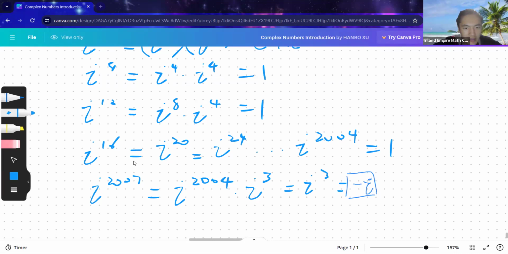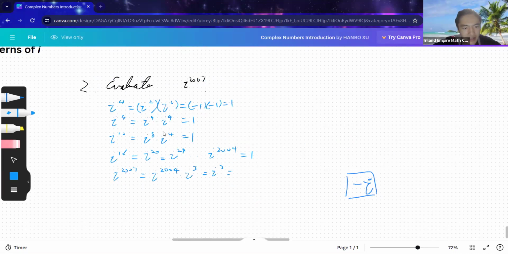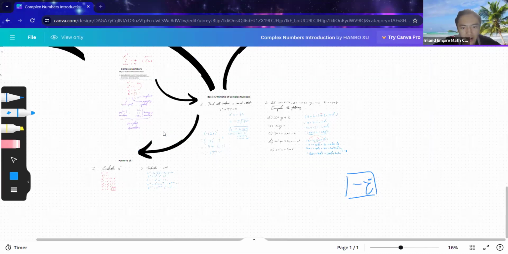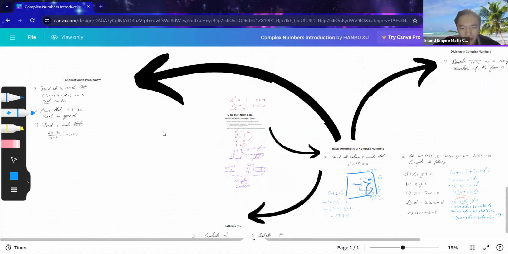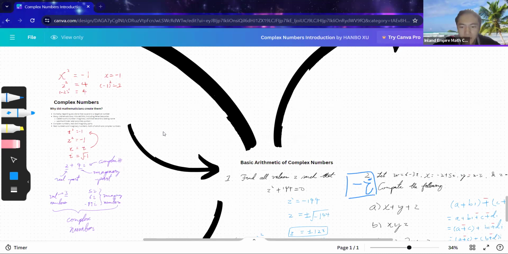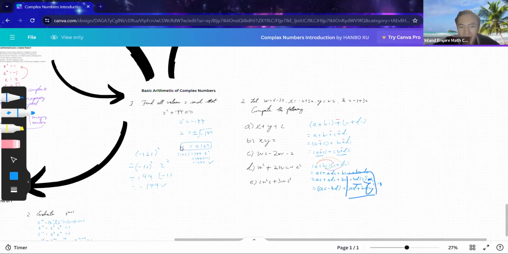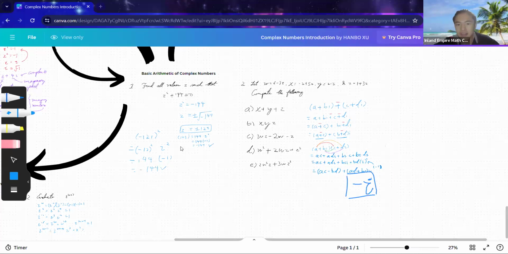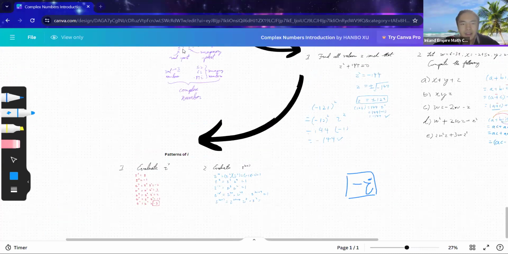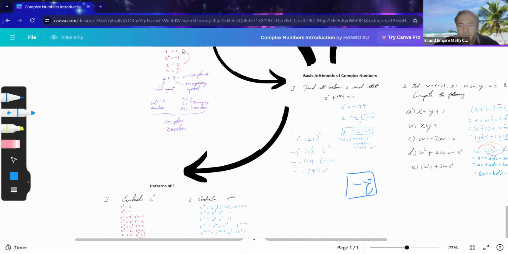I'm going to show you guys real quick, right? So we started here, and we talked about the basic arithmetic of complex numbers. We did basic addition, basic subtraction, basic multiplication. And we also explored the patterns of i and what happens when you raise i to different powers.